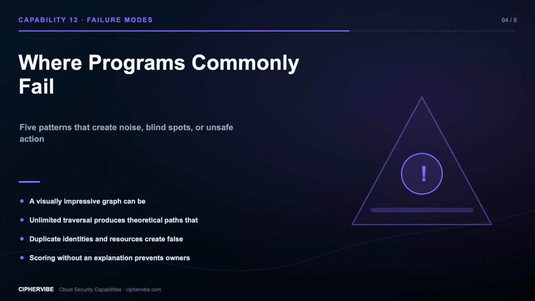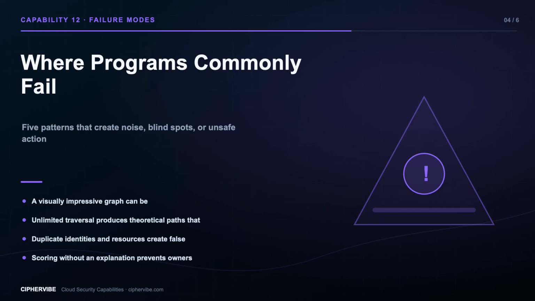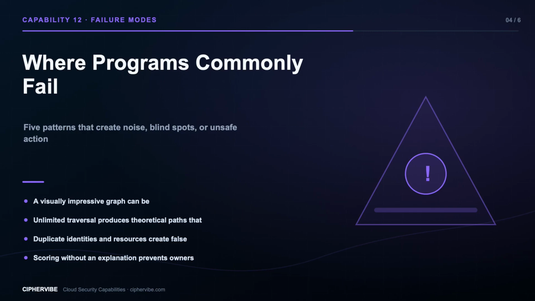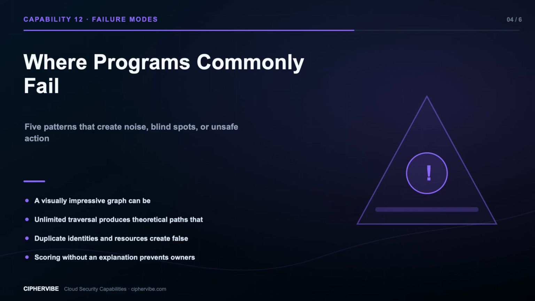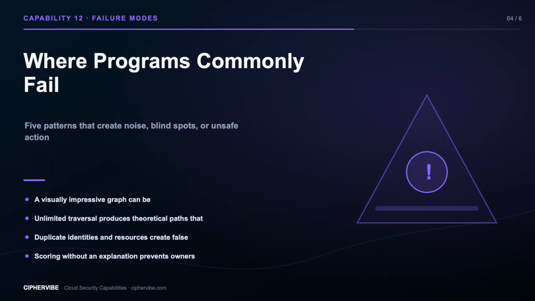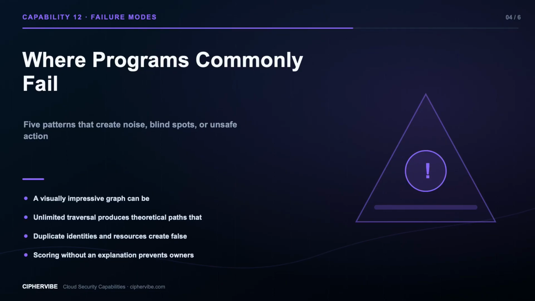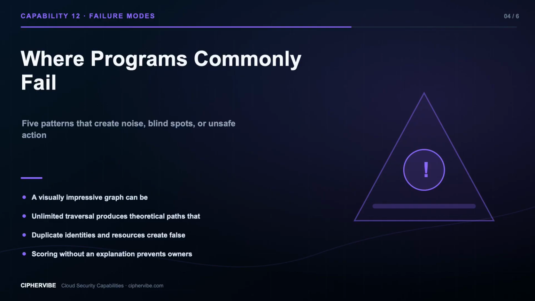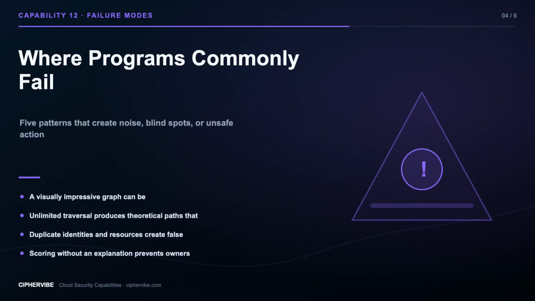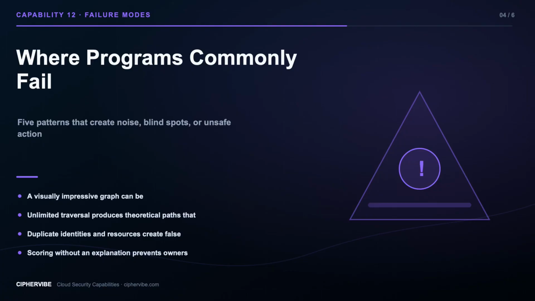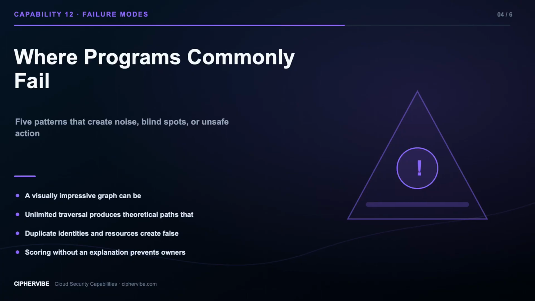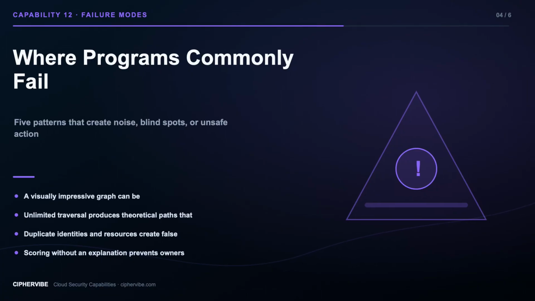Second, unlimited traversal produces theoretical paths that attackers cannot actually execute. Third, duplicate identities and resources create false shortcuts or hide real relationships. Fourth, scoring without an explanation prevents owners from understanding why their issue matters. Fifth, breaking one path may leave several equivalent routes to the same target.